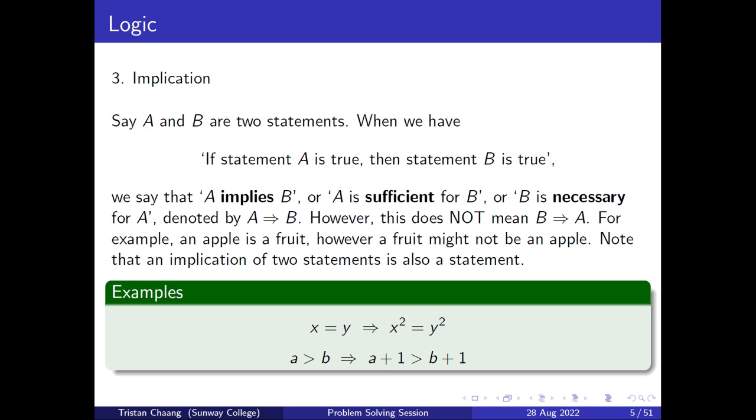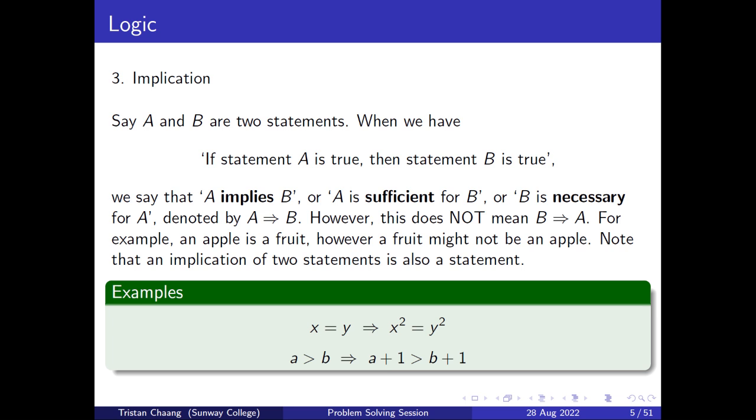Because if two numbers are equal, you can apply any operation to them. But the converse, which is the other way around, is not true. If we start off with x squared equals y squared, does that necessarily mean x equals y? Not necessarily, right? Because you can have 1 squared equals negative 1 squared. And in that case, 1 is not equal to negative 1. So implications might not be reversible.